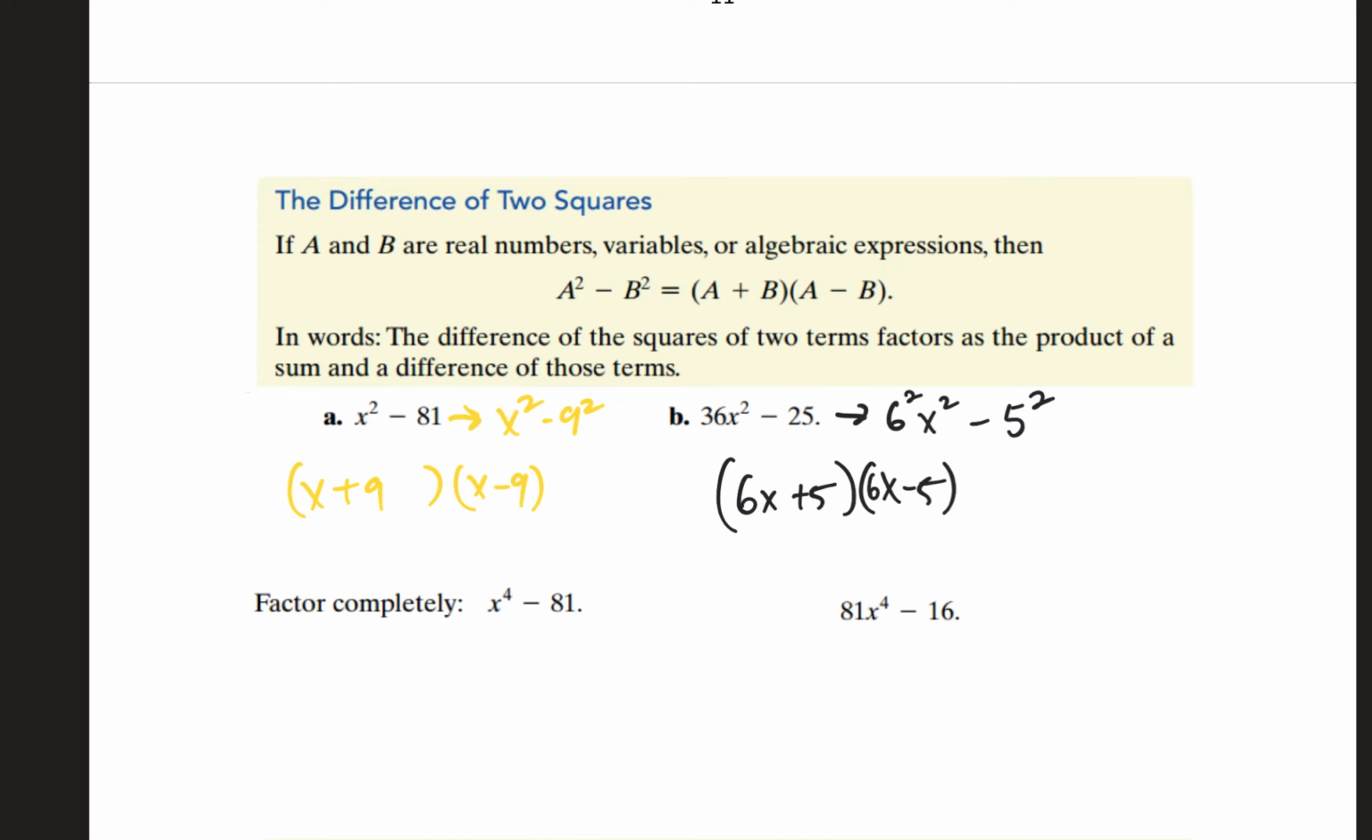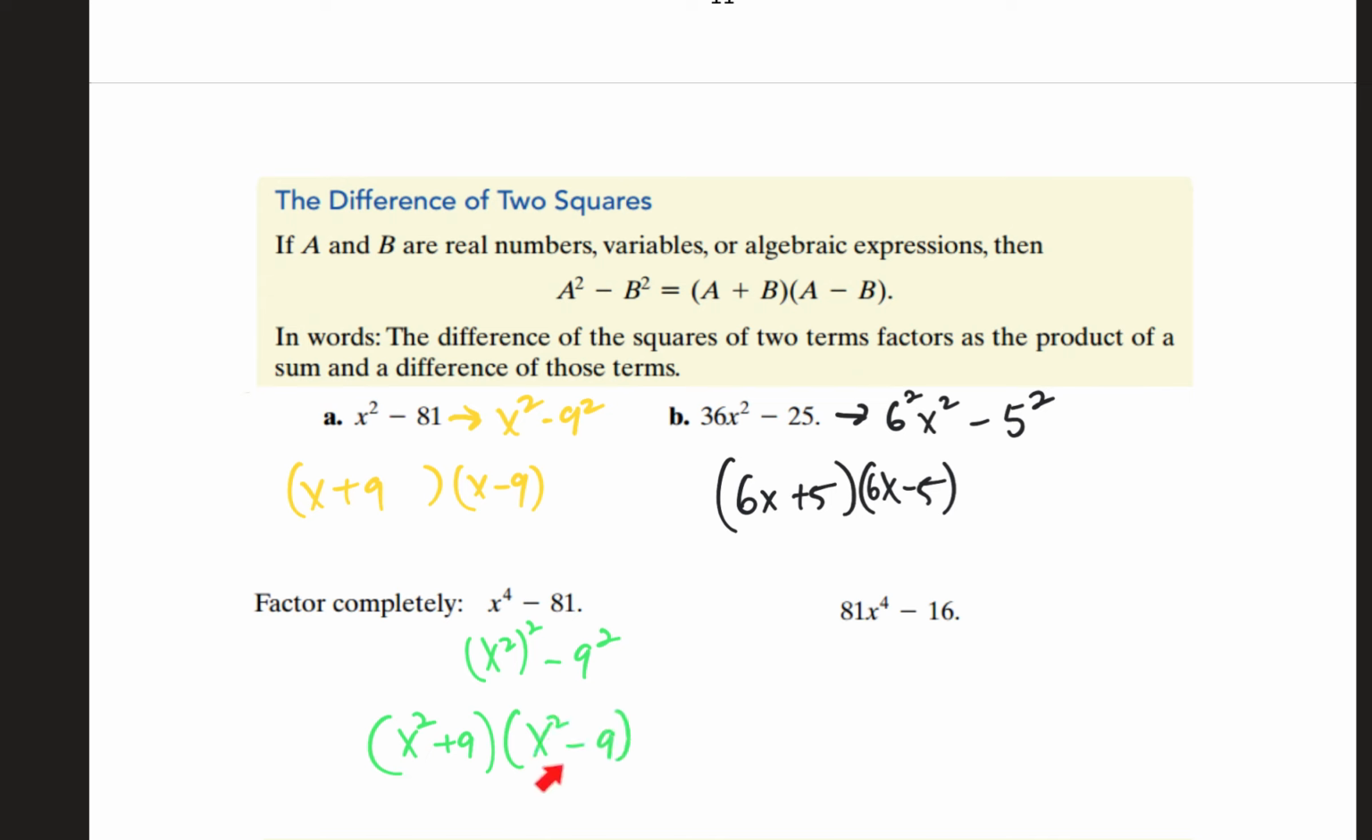All right. Now, down here, the same thing. Even though we have x to the fourth power, which is really just x squared twice, right? And 81 is 9 squared. So we can write this one as x squared plus 9, and then x squared minus 9.